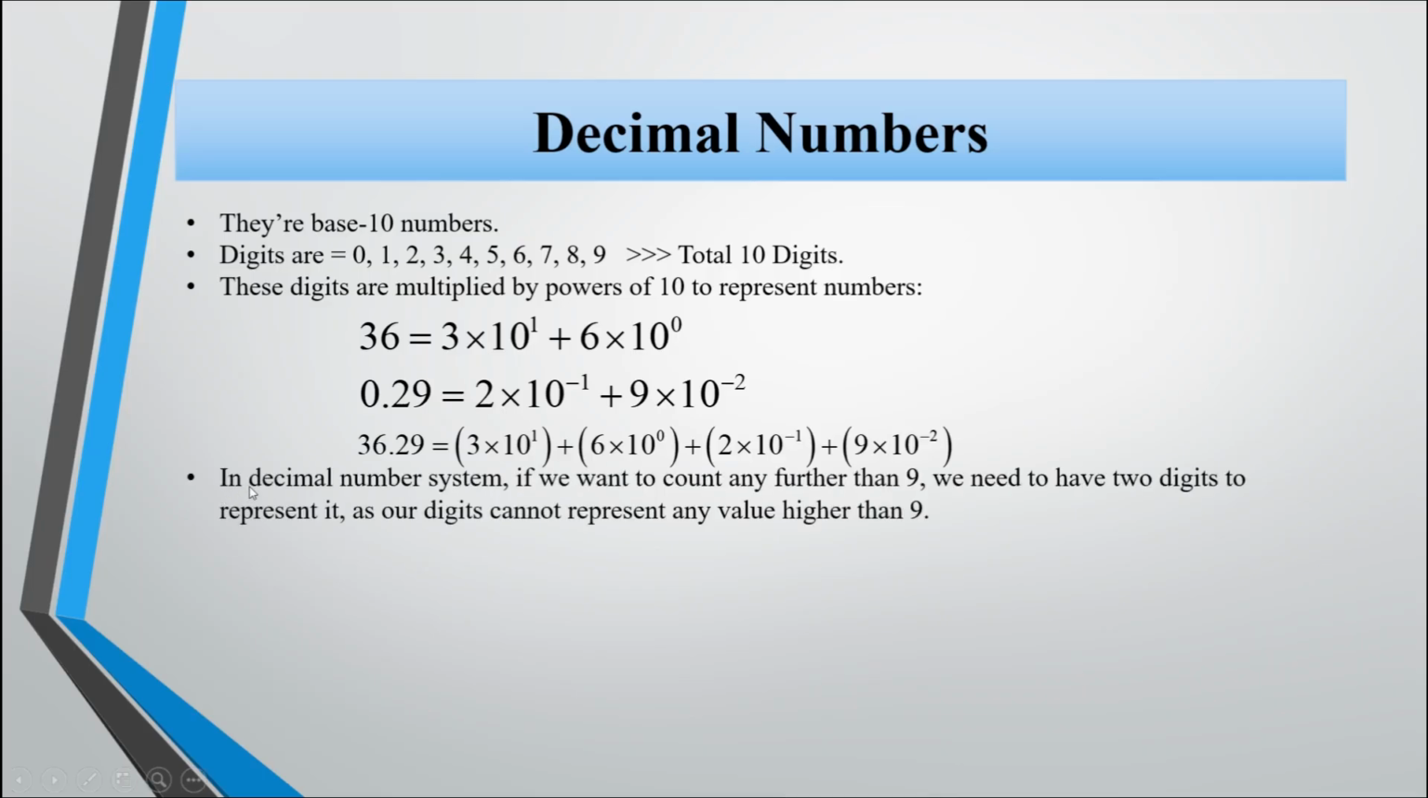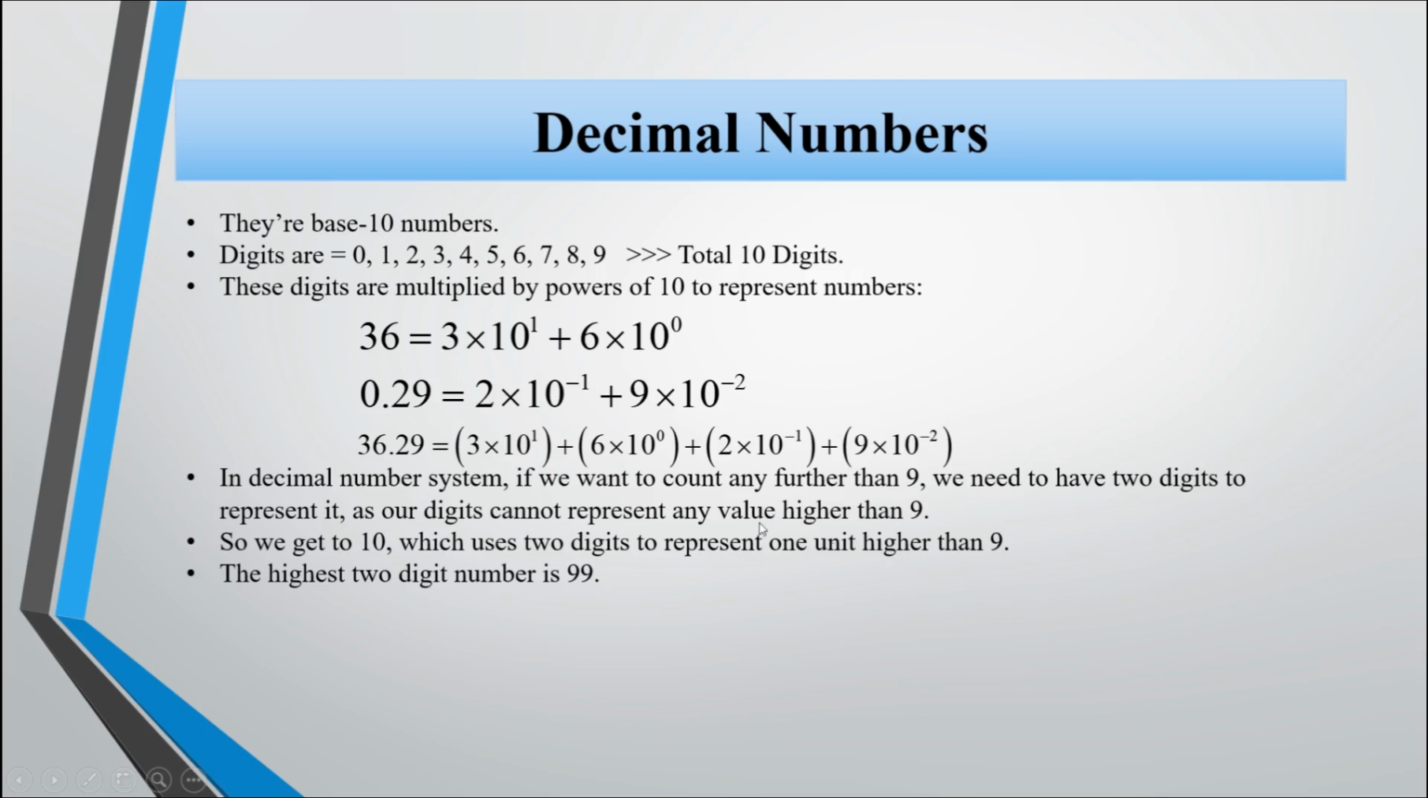In the decimal number system, if we want to count any further than 9, we need to have 2 digits to represent it, as our digits cannot represent any value higher than 9. Let's say we count up starting from 0. We go up and up until we get 9. If we want to count 1 unit higher than 9, we don't have any digit to represent it. So we're going to need 2 digits, which in this case gets us to 10, which uses 2 digits to represent 1 unit higher than 9.